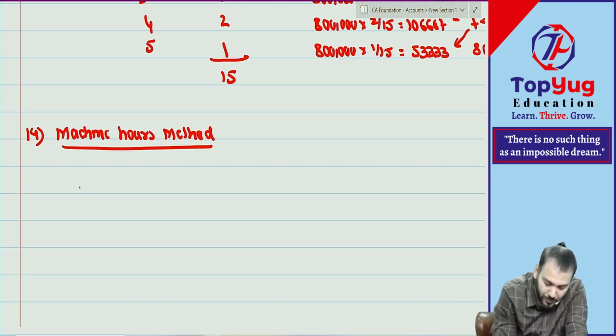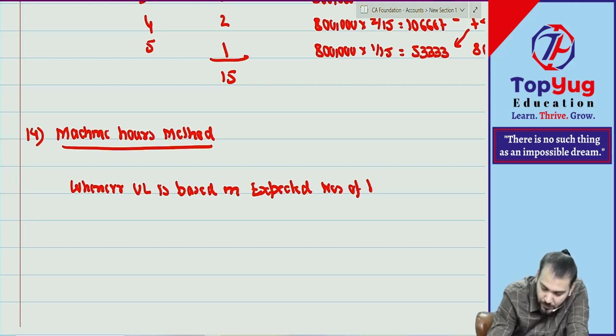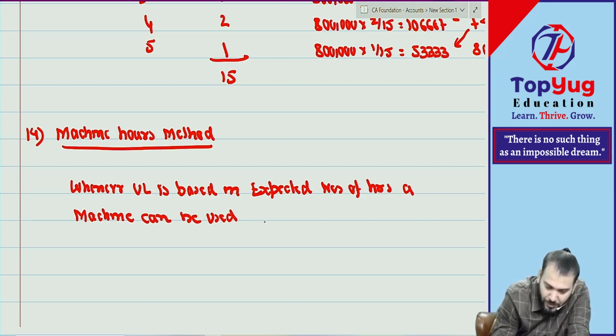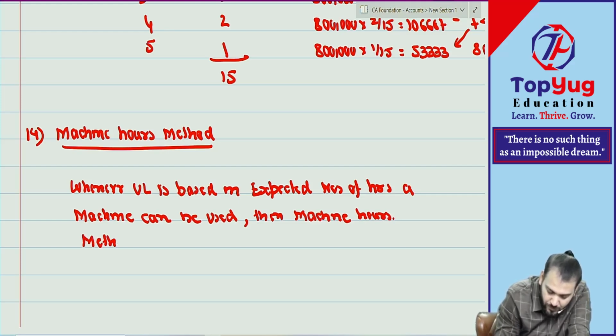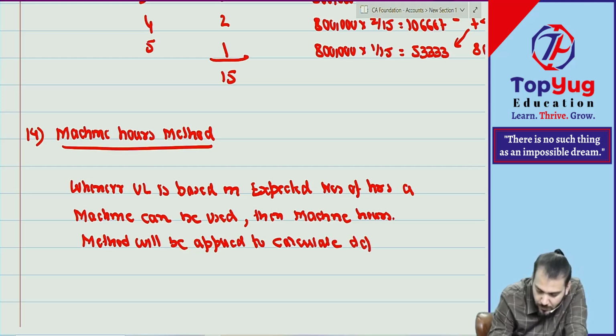Understood? Write down. Whenever useful life is based on expected number of hours a machine can be used, then machine hour method will be applied to calculate what? Depreciation.